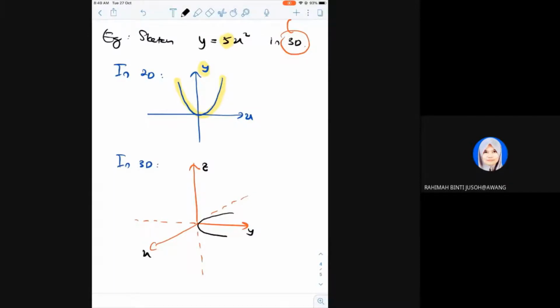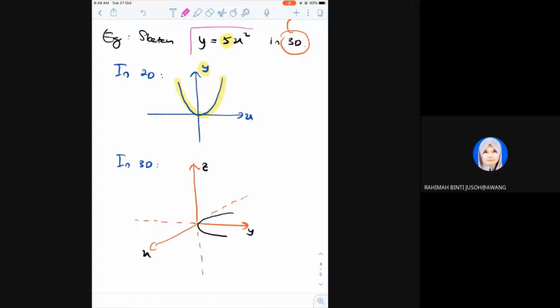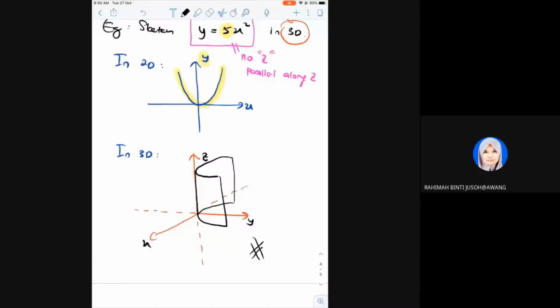So, do like this. So next, from here, as what I mentioned last week, in this equation, there is no z. Okay, when there is no z, it means the graph should be parallel along z. Okay, parallel along z. So what you should do here, we just expand this, you just pull it upward or downward. Like that. Okay, done already. That's it. Understand? Since there is no variable z, the parabolic cylinder must be parallel along z. Understand, guys? Yes. Okay.